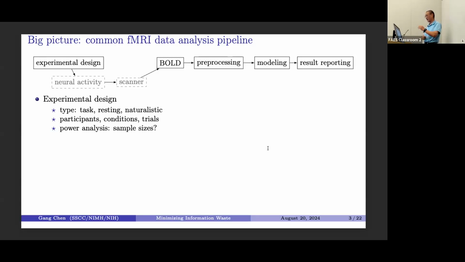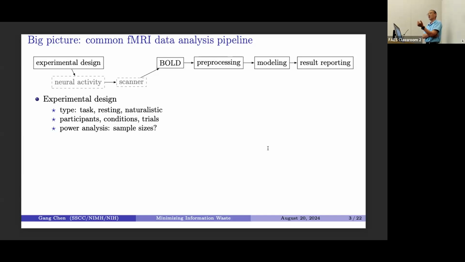So that's from the experiment type. Then there are many other parameters. The scanner has some parameters: the TR, spatial resolution, flip angles, etc. From a statistical modeling perspective, what we care about is the number of participants. That's one type of sample size. Then you have some number of conditions, right? Like sad versus happy. Those are two conditions. So what kind of conditions do you want to design in an experiment?